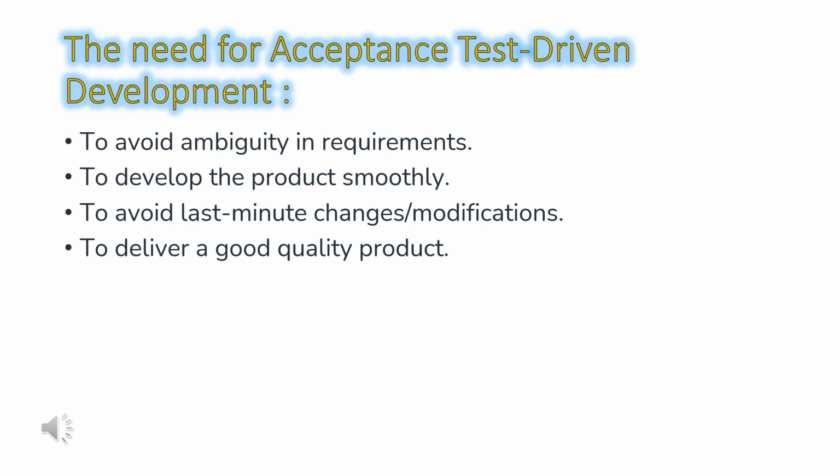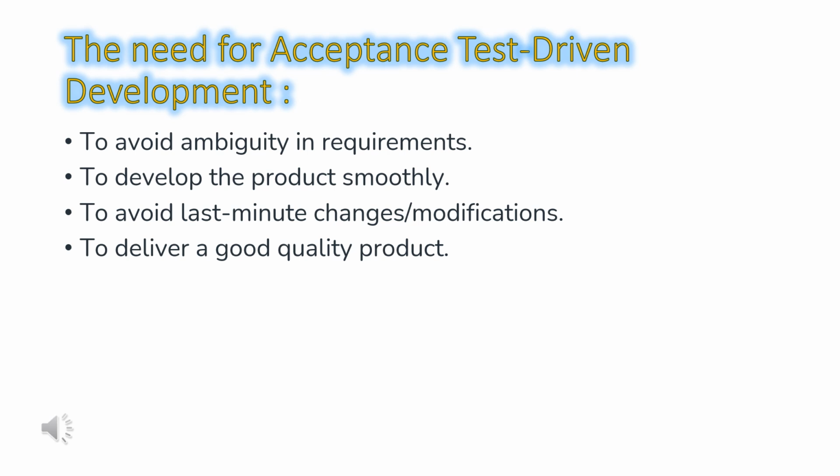Second one is to develop the product smoothly. And third one is to avoid last-minute changes and modifications. This is happening in many places because there is no ATDD. Whenever we are developing a use case or a user story, some developers create all those things and give them to the testers. The testers start testing those things, and at that step we can find one thing is missing, but the delivery will be tomorrow. So how can you tolerate and change this at the last minute?